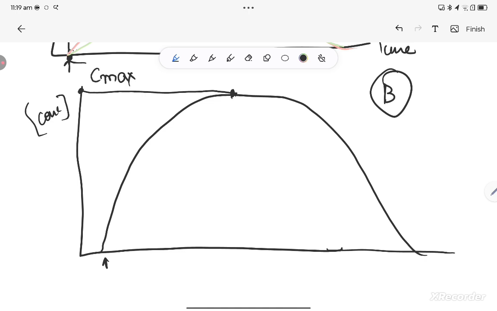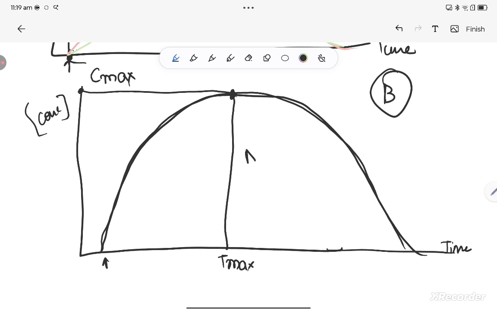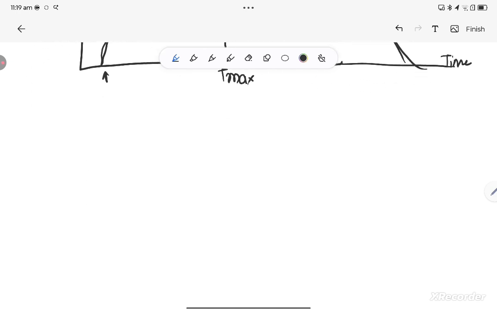Clear? Now this is time. This point is called Tmax and the whole area covered under the graph is called the area under curve. Clear? So we got three parameters here. One is Cmax. Cmax is the maximum concentration. The other one is Tmax. Tmax is the time taken to reach the maximum concentration. And then AUC is the area under curve.